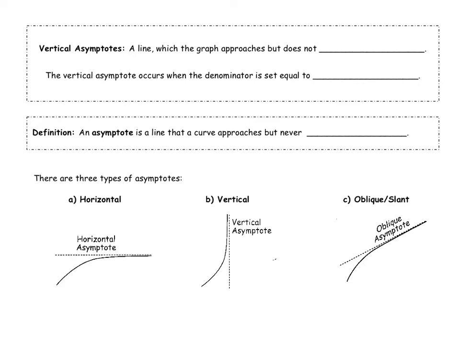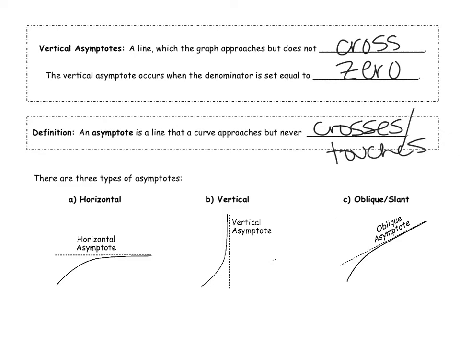Vertical asymptotes, that's the line where the graph approaches but does not actually cross. And the vertical asymptote occurs when the denominator is set equal to 0. And again, the definition of an asymptote, that's where the curve approaches but never actually crosses or touches. Okay, so those are the keywords you want to throw in those fill-ins.